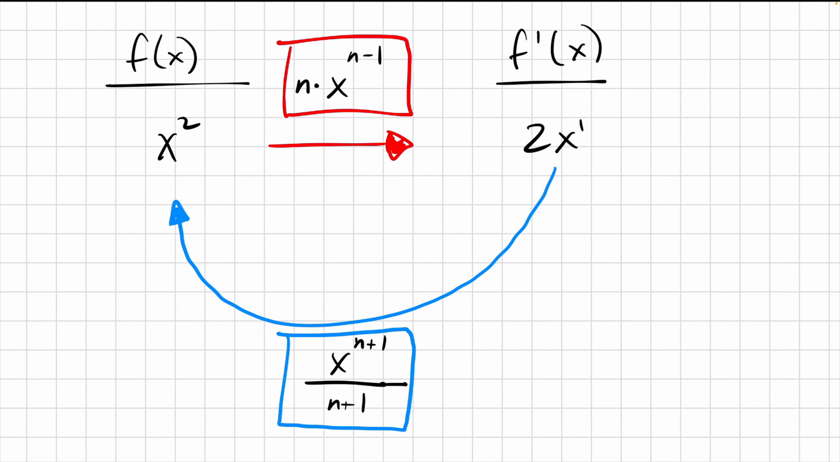Okay? So let's see if it works. If I start with 2x, it's got a 1 power. So if I give it another power, how many powers is it going to have? 2. Okay. Now how do I get rid of that 2? Divide it by the new exponent. What was the new exponent? 2. So if I divide this guy by 2, it's going to be 1. Okay? So let's try it on another one.